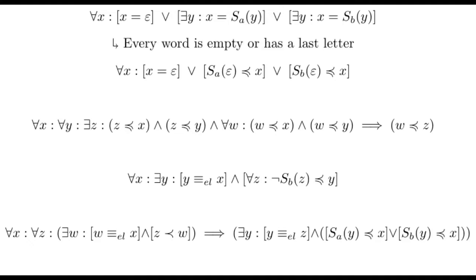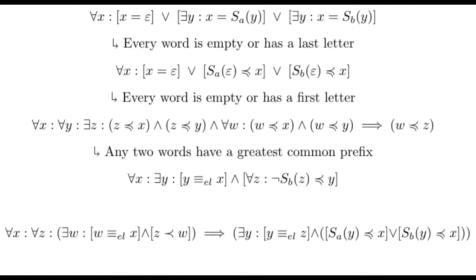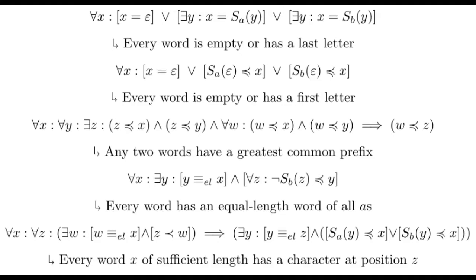So the first sentence says essentially that every word is either empty or has a last letter. The second one says that every word is empty or has a first letter. The third one says that any two words have a greatest common prefix. The fourth one says that every word has a word that's all A's that's the same length as it. And the fifth one says that every word of suitable length has a character at position the length of z.